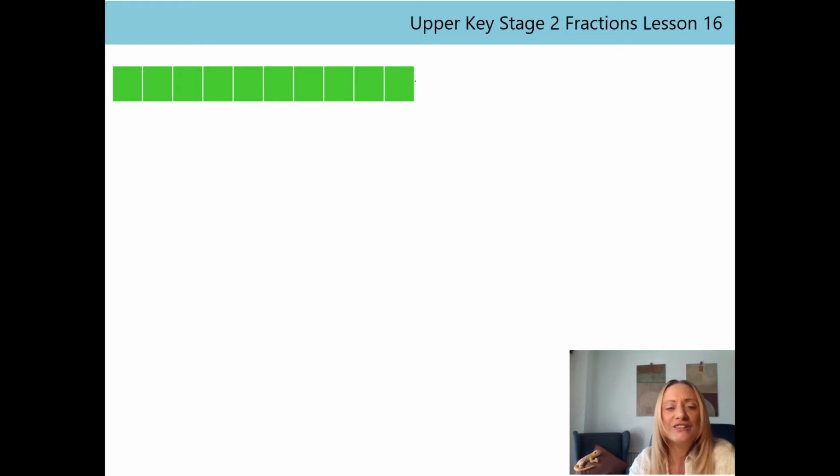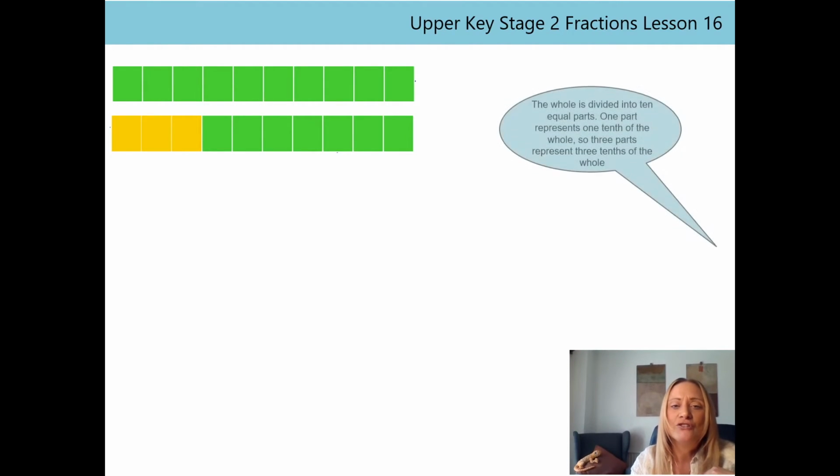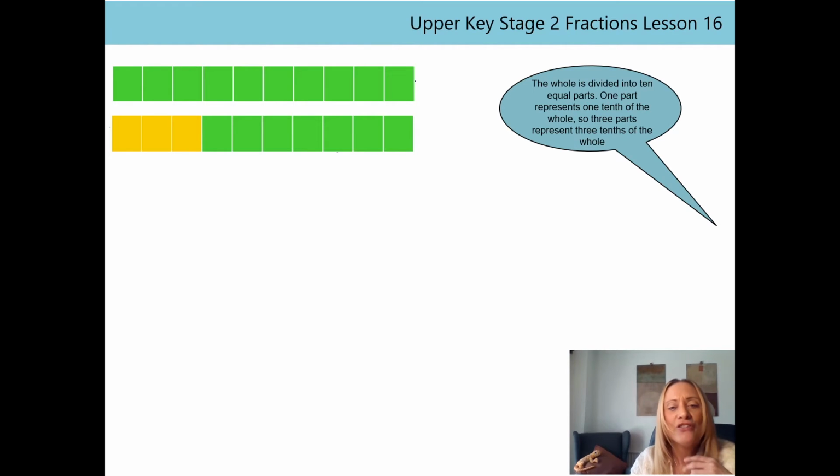Firstly though, have a look at this bar. Can you tell me how many equal parts the whole has been divided into? That's right, it's been divided into 10 equal parts. Fantastic. And what would one of those equal parts be? It would be 1/10. What about this second bar? How many tenths are represented by the yellow portion? Yes, they're 3/10. So we can say, can't we? Let's say this together. The whole is divided into 10 equal parts. One part represents 1/10 of the whole, so 3 parts represents 3/10 of the whole.